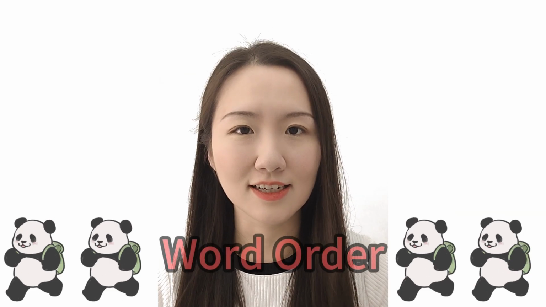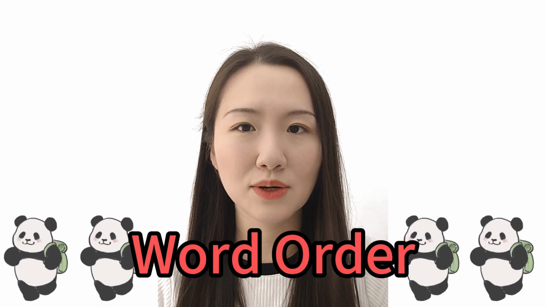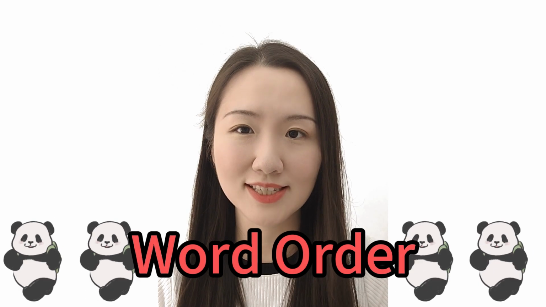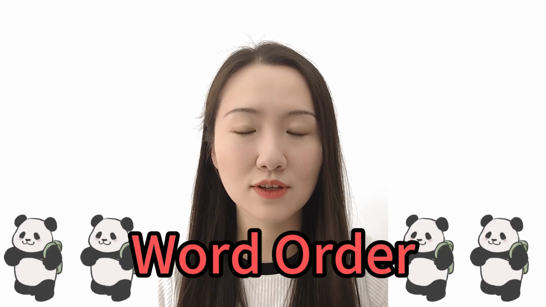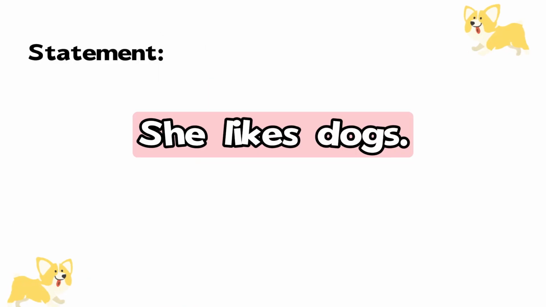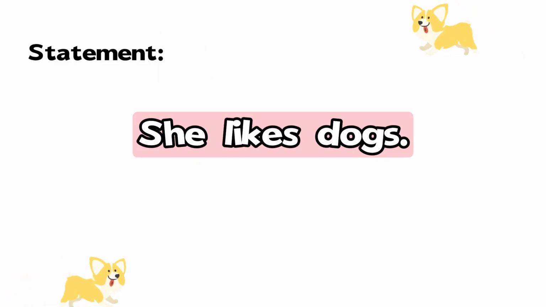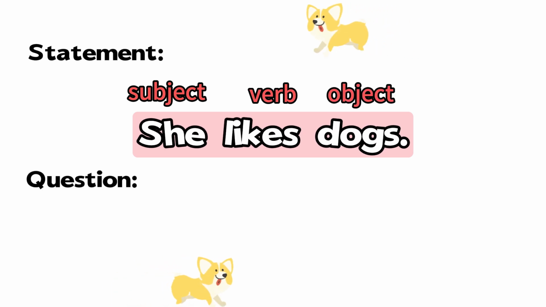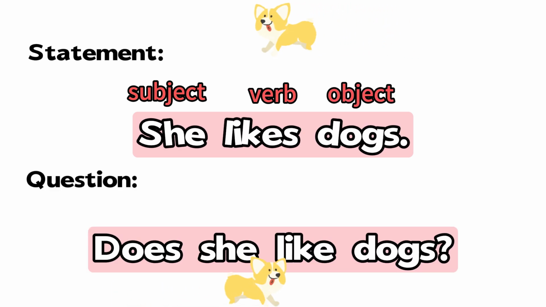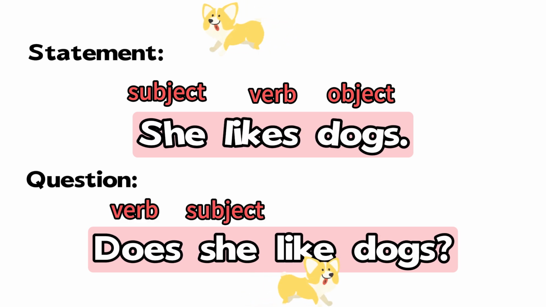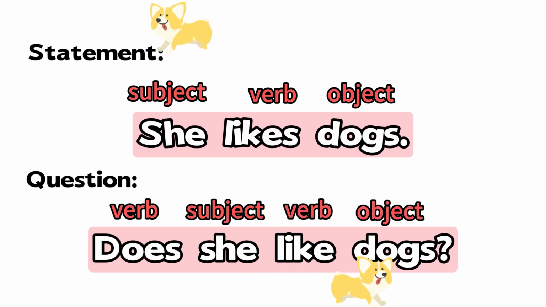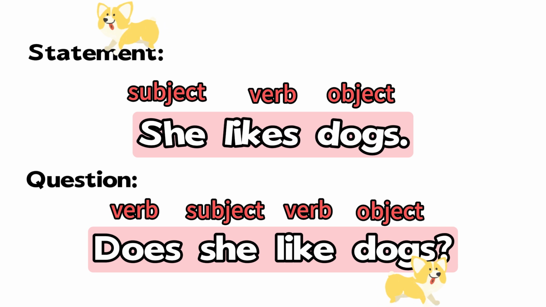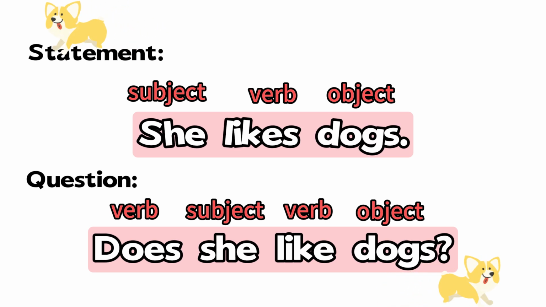The key here is the word order. In English, we flip the word order when we turn a statement into a question. We move the verb to the front, like this. Statement, she likes dogs. Subject, verb, object. Question, does she like dogs? Verb, subject, verb, object. It's a bit of a shuffle, right? But don't stress, we will keep this simple.